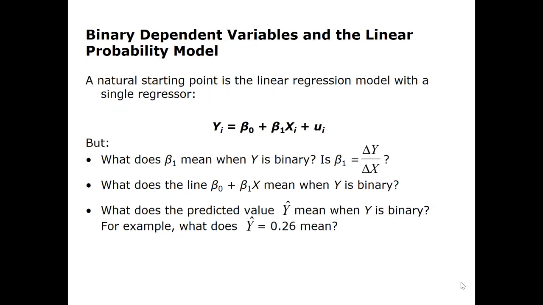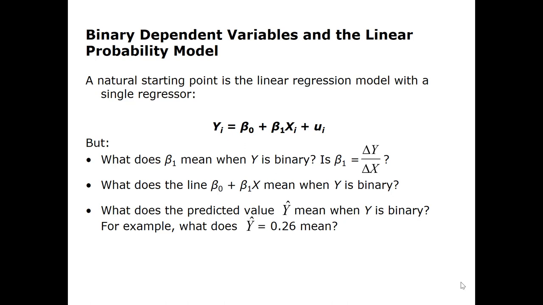Now, as a natural starting point, let's look at the population regression model and introduce it. Here, yi is not a continuous variable as we had before. It is a binary variable taking 1 or 0. Beta 0 and beta 1 are the coefficients of the population regression. xi is the independent variable, which can be continuous or dichotomous, plus ui, the usual population error term.